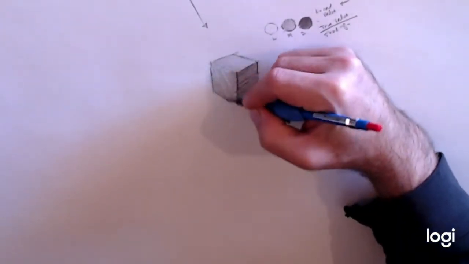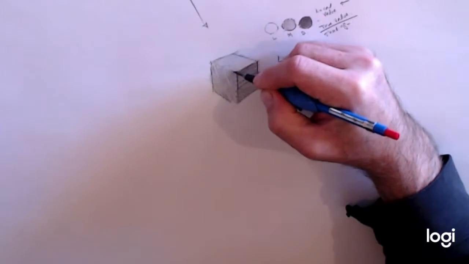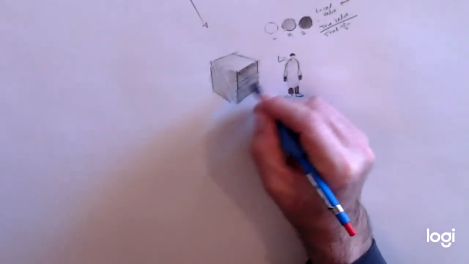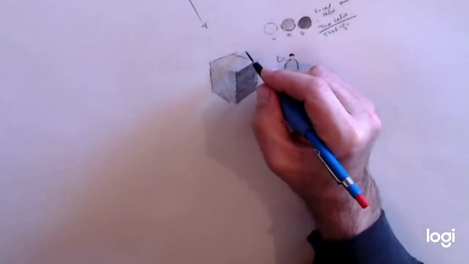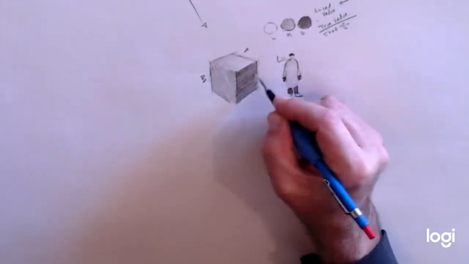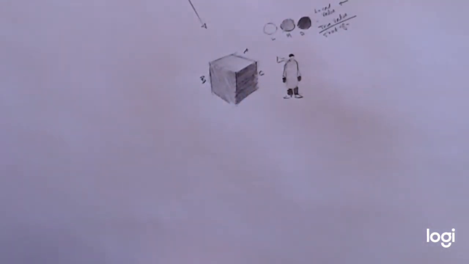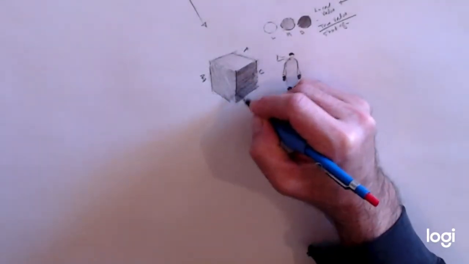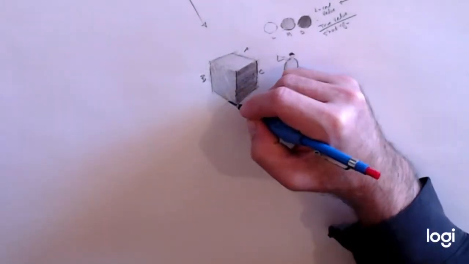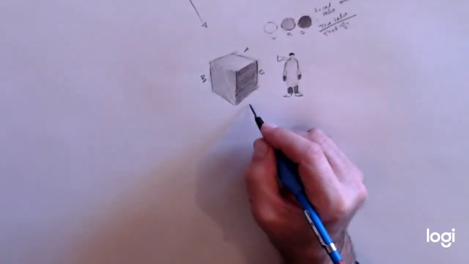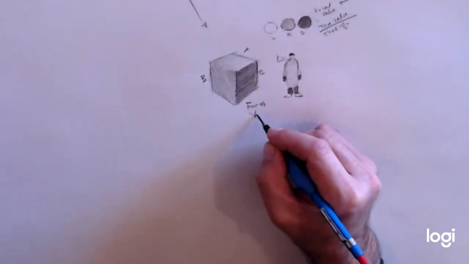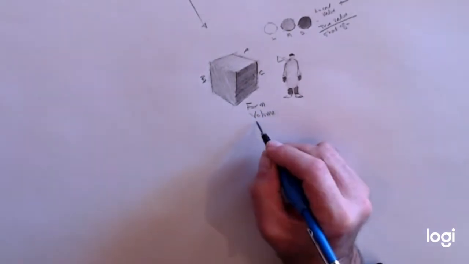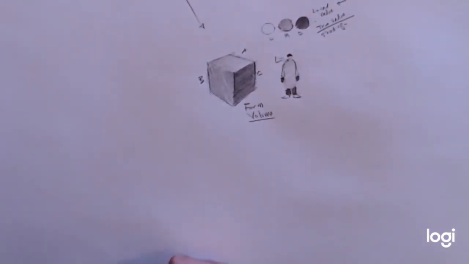See how assigning three separate values, we'll call this value A, value B, and value C, right? So we've assigned three values, and the result of assigning these three values is a sense of form or volume. So form and volume are technical terms that you're going to run into in art all the time.